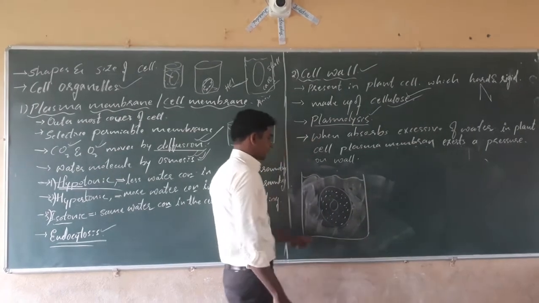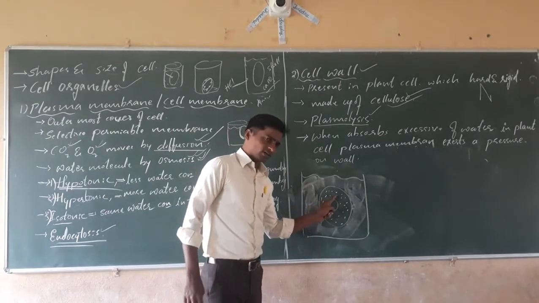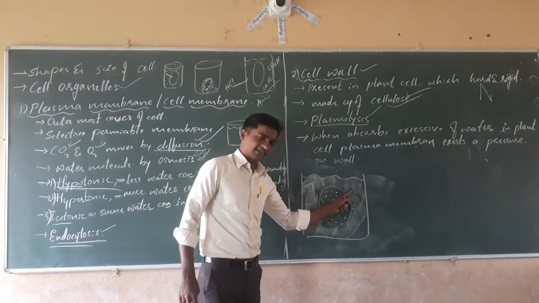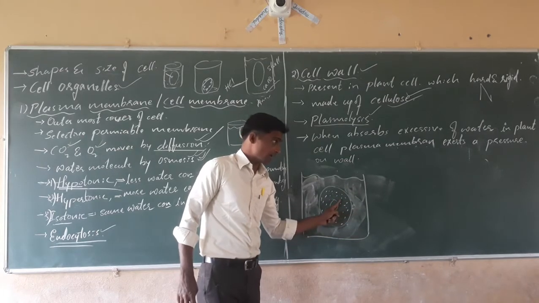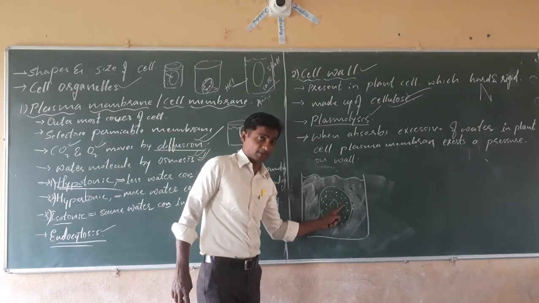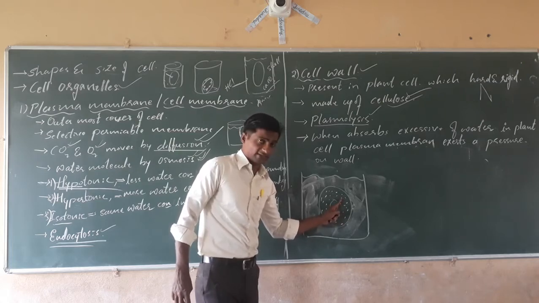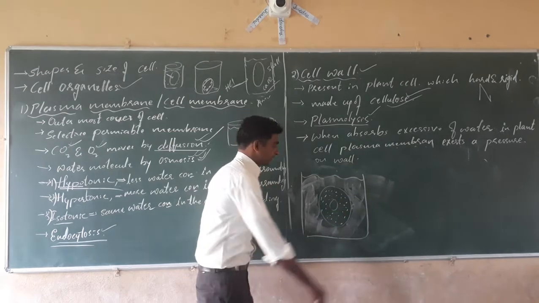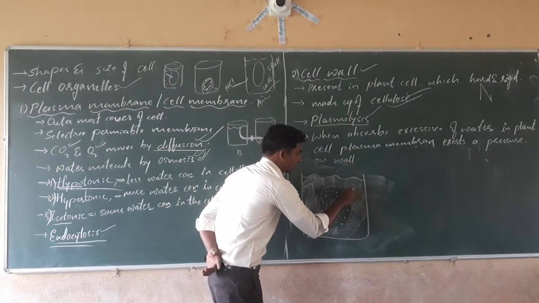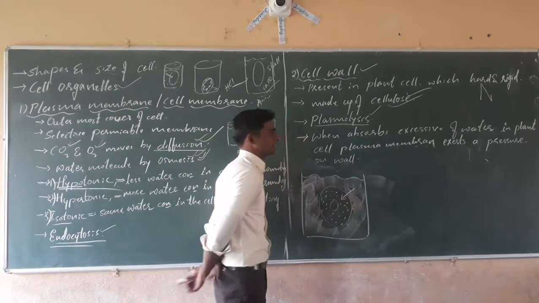See what happens? The water concentration in the cell is less than the surrounding. In the surrounding, pure water is there, water concentration is more. In the cell, along with the water, different minerals, nutrient materials and cell bodies are present. Water concentration is less in the cell than the surrounding. At that time, what happens? The water from higher concentration will move inside the cell.